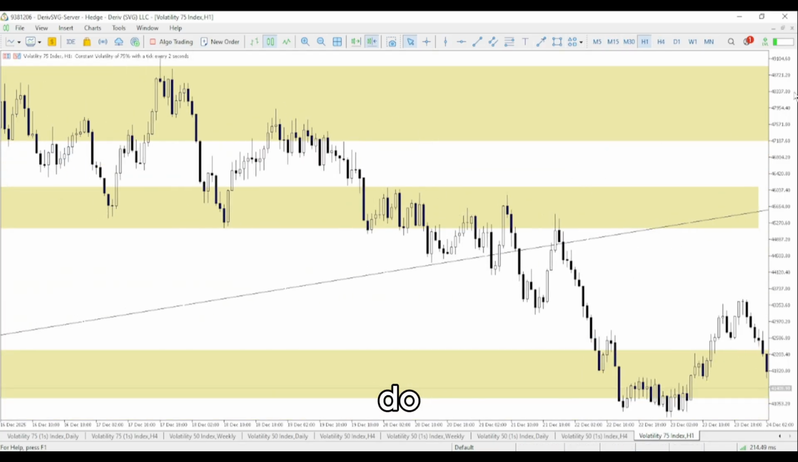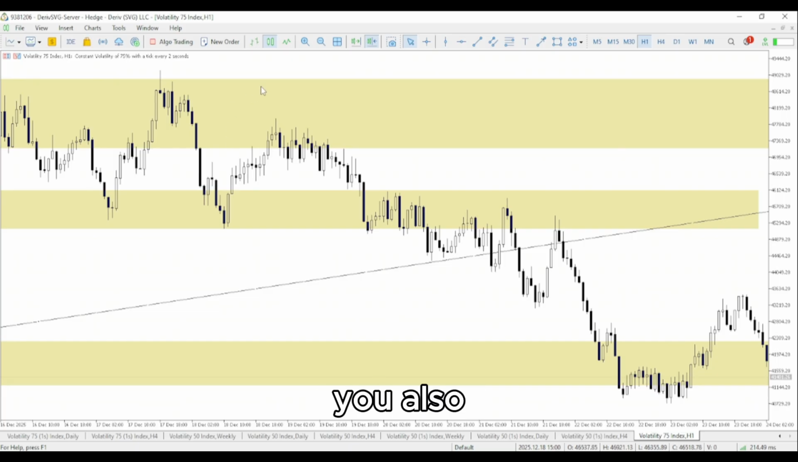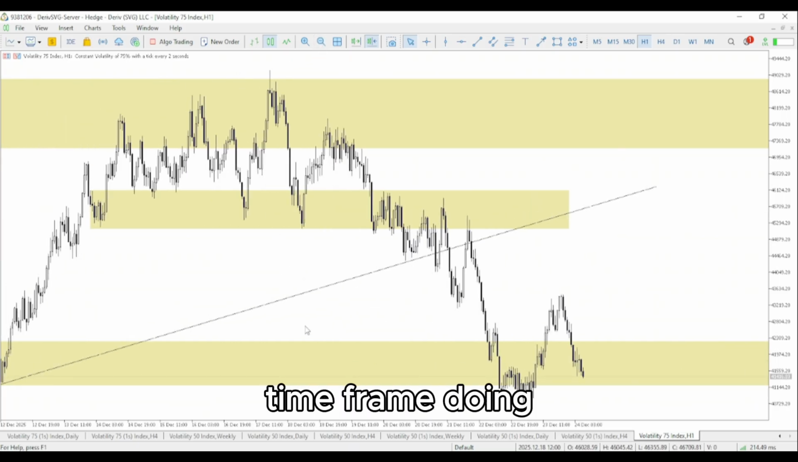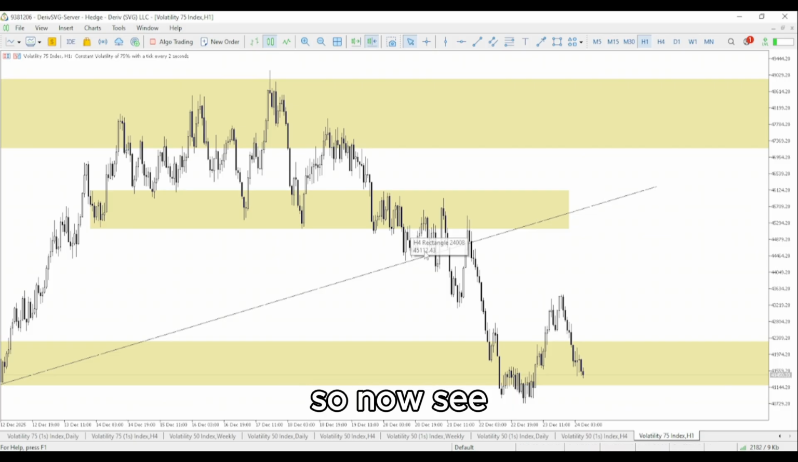This is what you do. You now look for confluence. First, you want to ask yourself, what is the H1 time frame doing? And you can see when the H1 time frame broke here, this market has changed structure and is now trending bearish. You understand? It's now on a downtrend. So now you see price retesting back to this level.